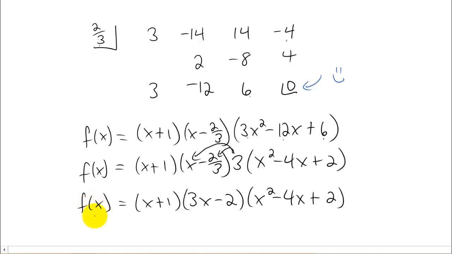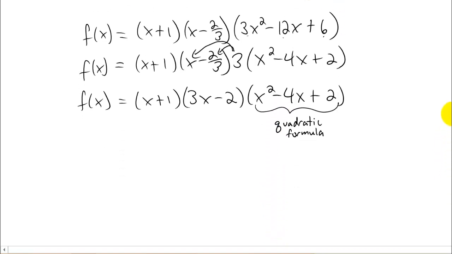So now we've taken our original function, we've taken out two factors of it, we've completely factored it as far as we can go. We were left with the quadratic that cannot be factored. And the only way to find the zeros that correspond to that factor is by using the quadratic formula.